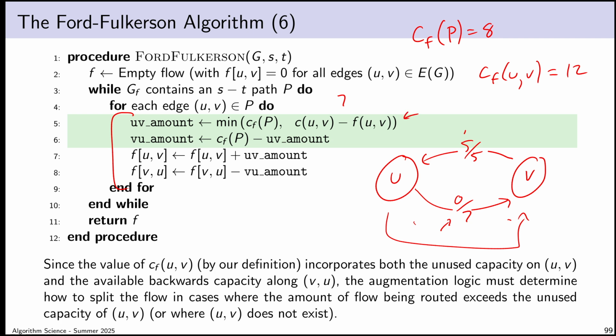So this min function is saying, look, if you want to push more units than you have capacity for, for now, just push the amount you have capacity for. So the UV amount here ends up being this number, which is equal to 7. So I max out this.